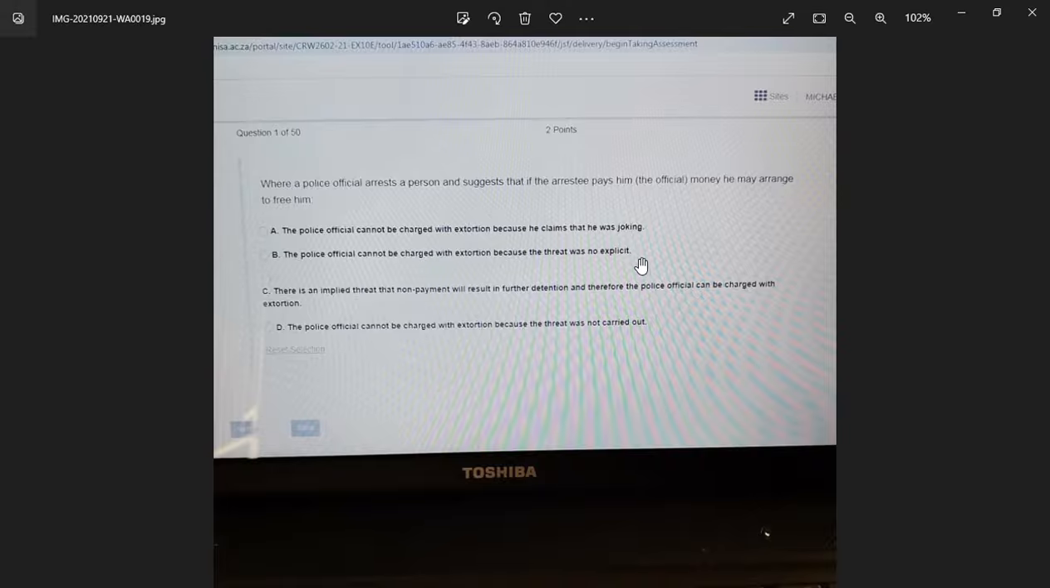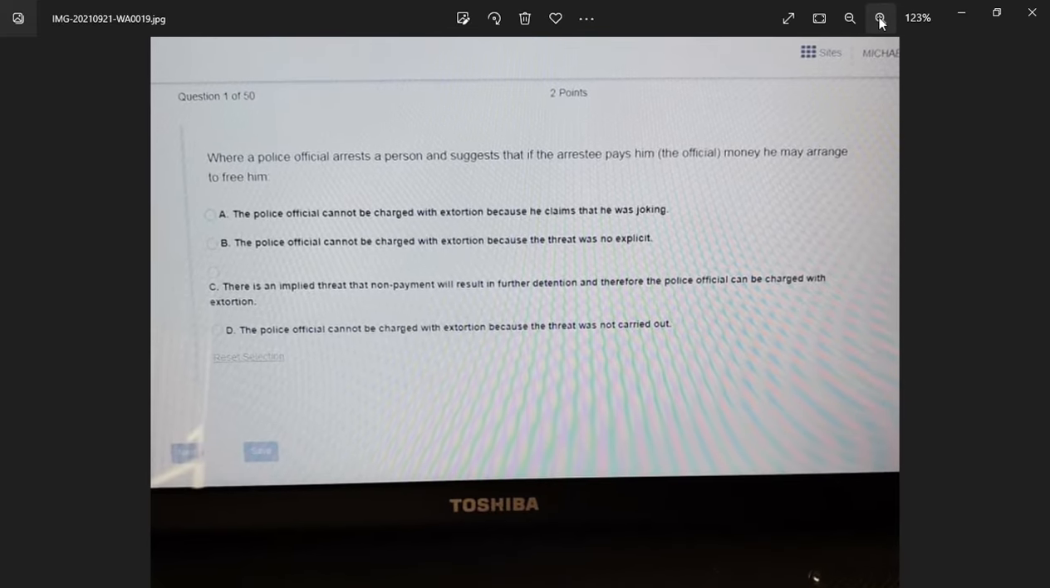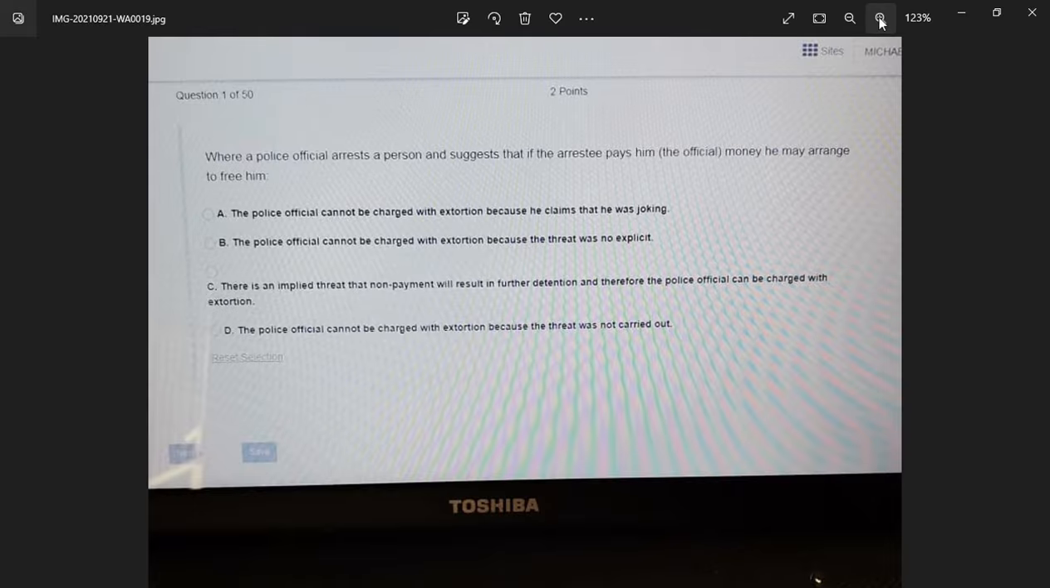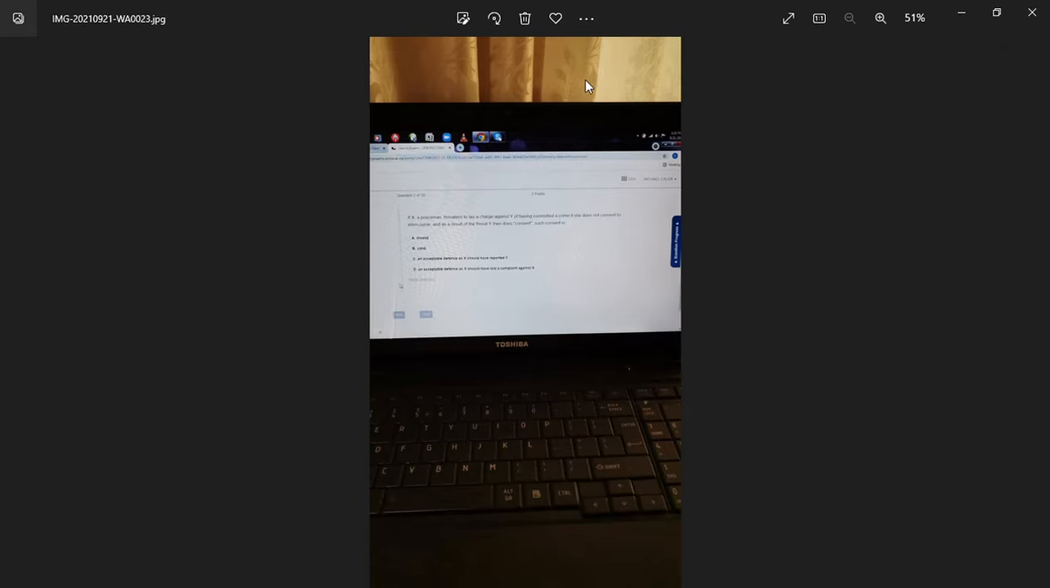Okay. I think that was the last one. This is CRW 2601. I think it's 02. Yeah, this one is specific crimes. So I am also planning to do all these.